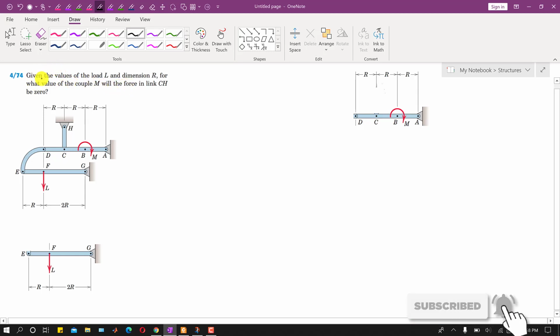Let's solve another problem from the machines and frames topic, right? In this problem it is said that given the values of the load L and dimension R, for what value of the couple M will the force in member CH be 0? So we have to find the value of this couple M so that the force in this CH member is equal to 0, right? So first, let's consider this EFG member.